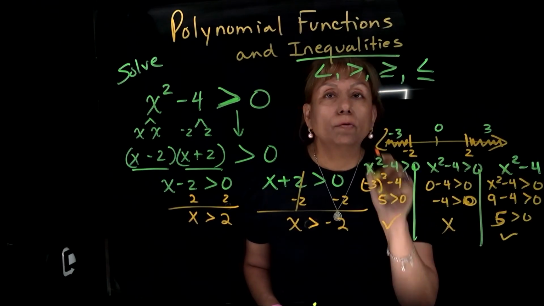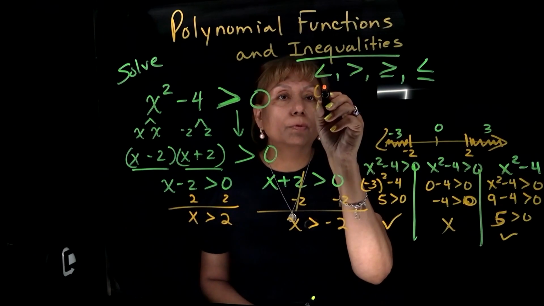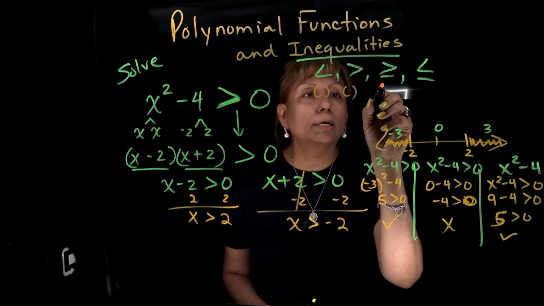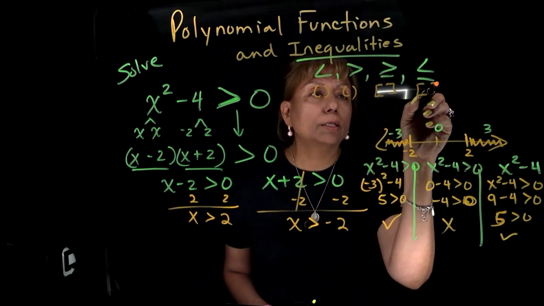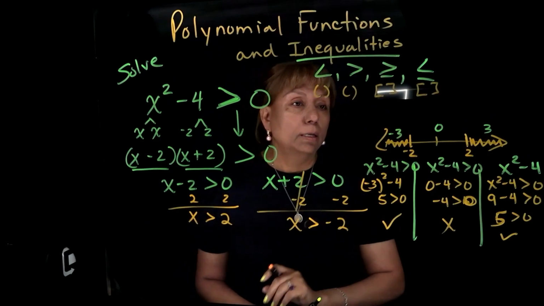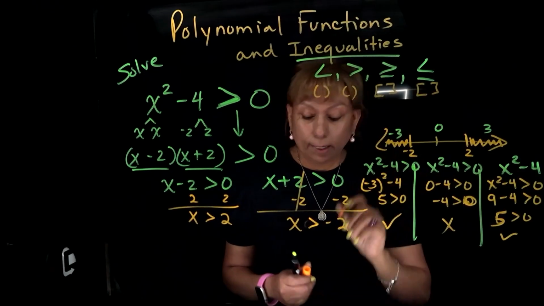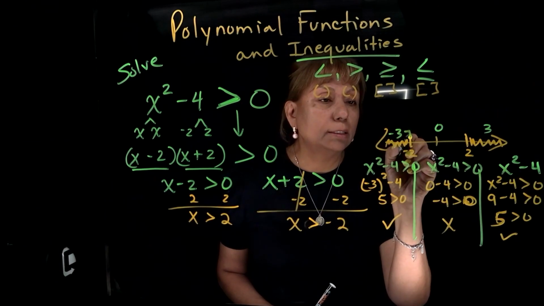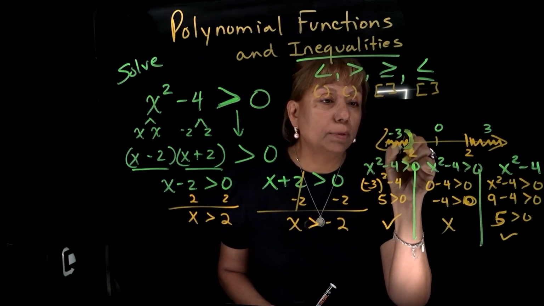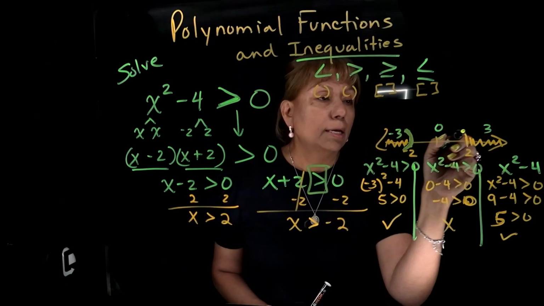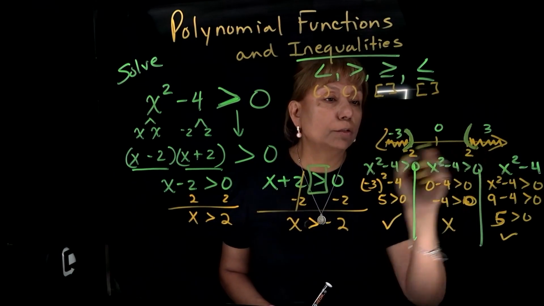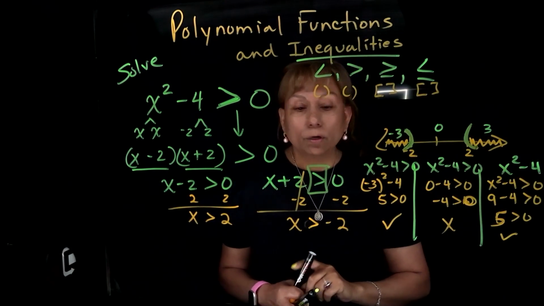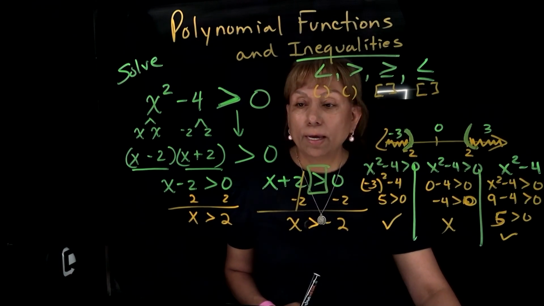Now, if you remember these 4 symbols, we use parentheses with less than and greater than. We use brackets with the equal bar. So when I finish my number line, this is a parenthesis because of this symbol, and the parenthesis goes in the direction of the shading. So we want to write our final answer in interval notation.